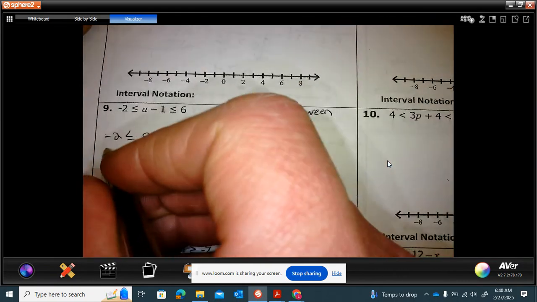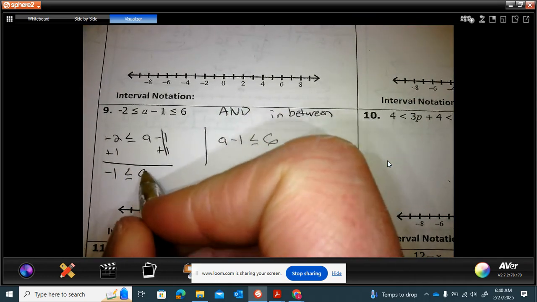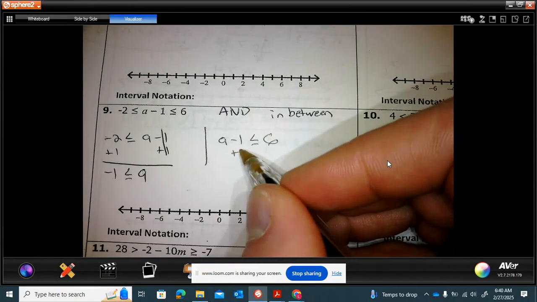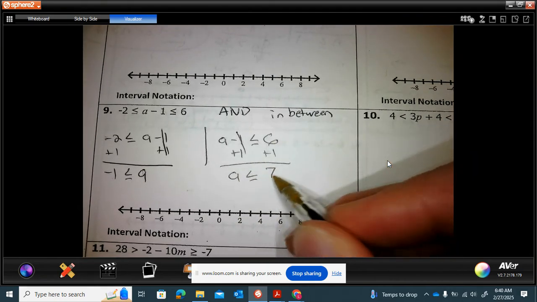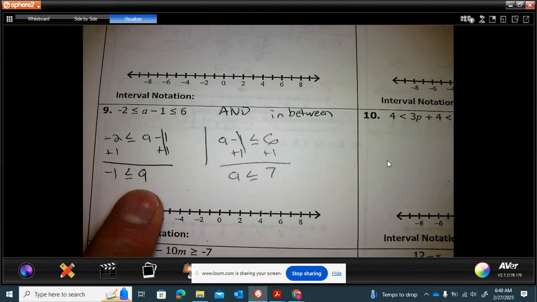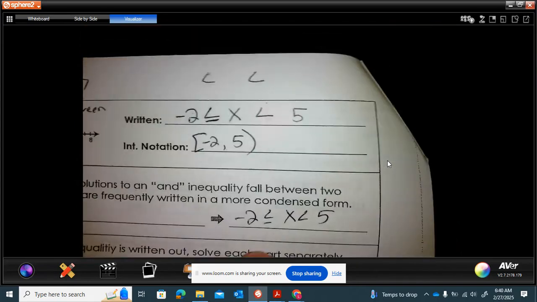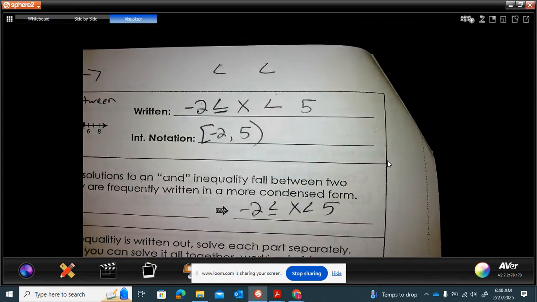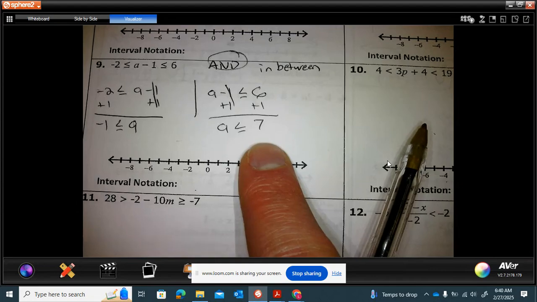So I would add 1, and I'm left with -1 less than or equal to a. Then I add 1, and I'm left with a less than or equal to 7. So this is super weird because the variable is on the right-hand side. So here's the easiest way to figure this out. We know it's an and, right? So we know our final answer should be written somewhat like this or somewhat like this, right, with the x in between. And so all you do is which number is bigger? 7. Which number is smaller? -1.